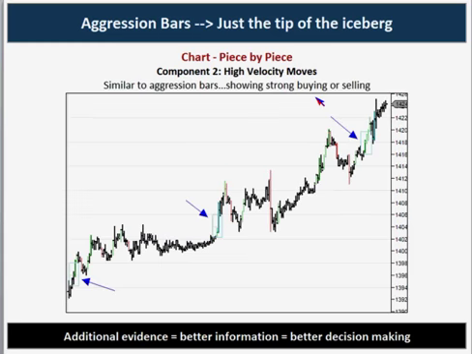Then we add this idea of what we call a high velocity move, and those are what you can see in these little boxes. It's similar to aggression bars in terms of usage. It's just another way of getting at the same general idea, where we have a quick burst in the market. It's a velocity type of concept. So it's telling us strong buying or strong selling. Same idea: if there's follow through, if the low holds, it's bullish in this case. If there's rejection, it would be bearish. It's a buying high velocity move. That's the second piece.